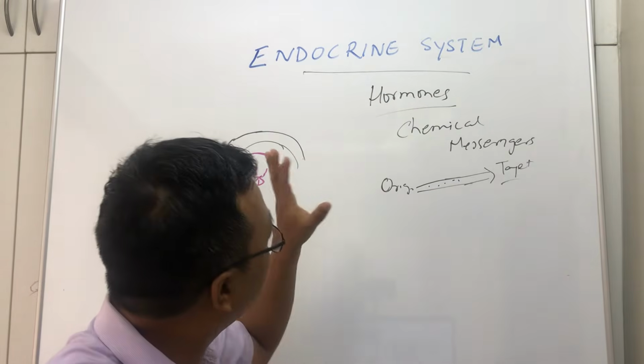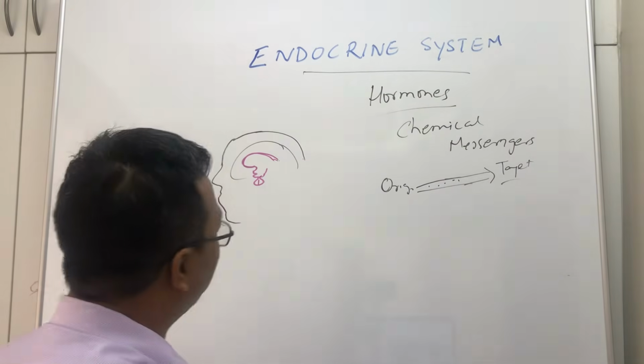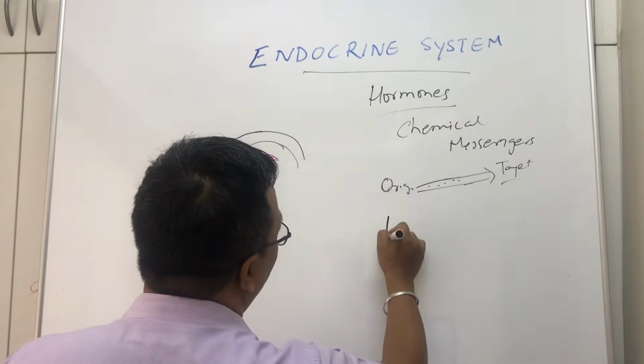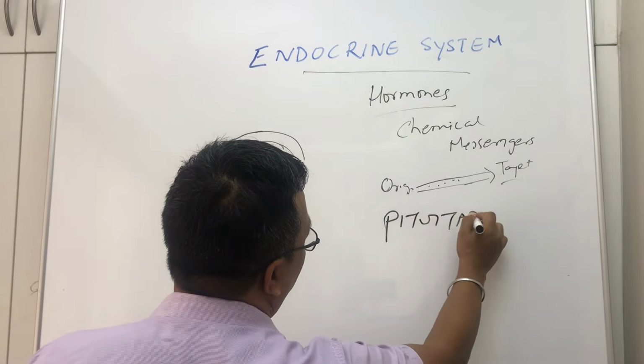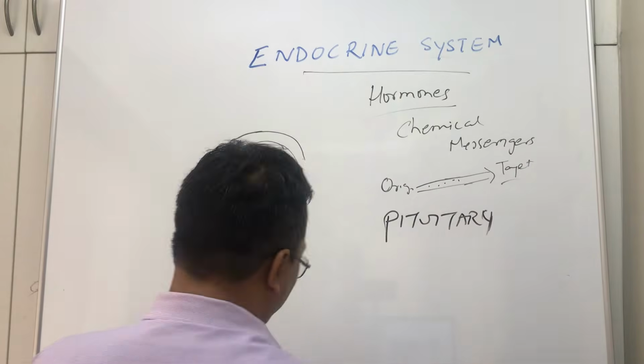So let's first understand the master of all the endocrine glands. The master of the hormones is called the pituitary gland, right? Now anatomically, where is it situated?